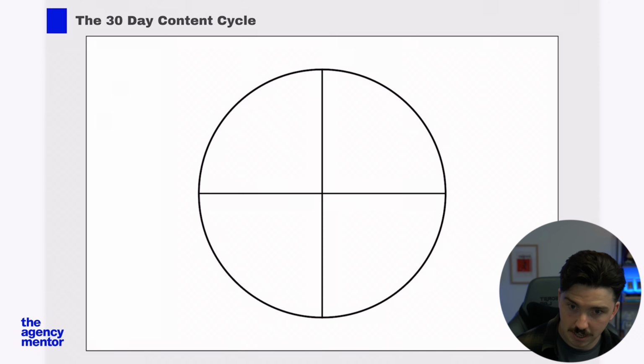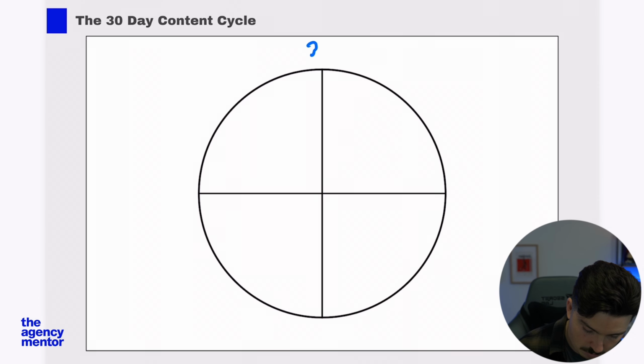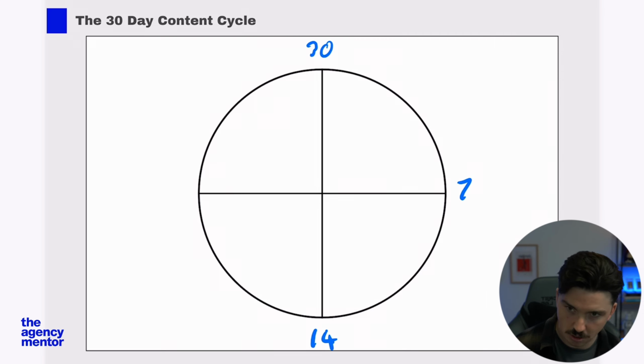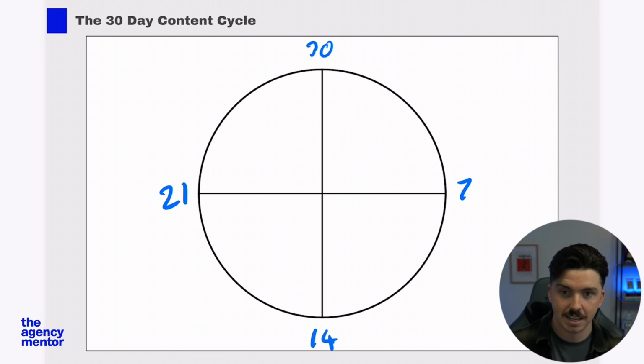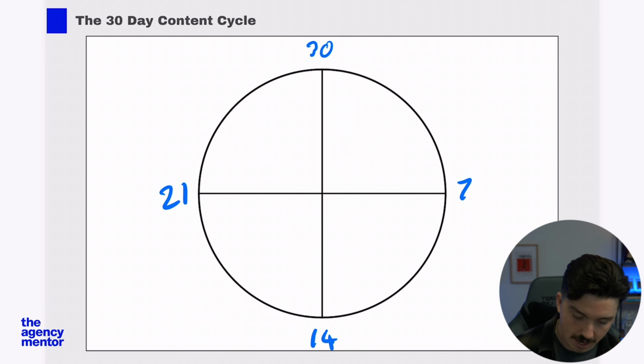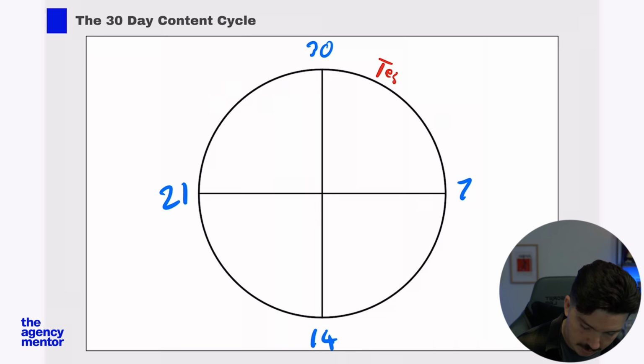So we've got 30 days all the way up the top here. You got 7 days, you got 14 days, and you got 21 days here. So you've got 4 sections, 4 brackets in this content cycle. And the first phase that we're going to talk about here is the testing phase.